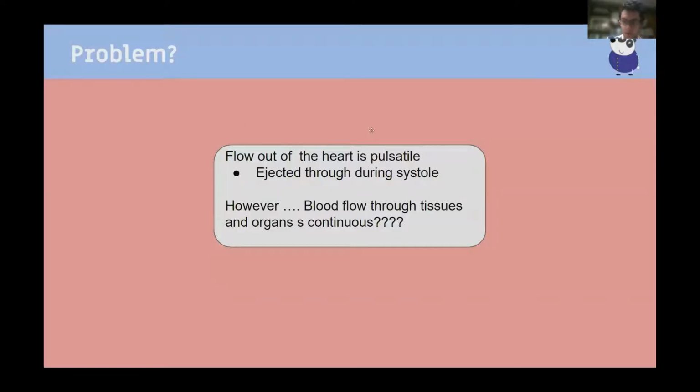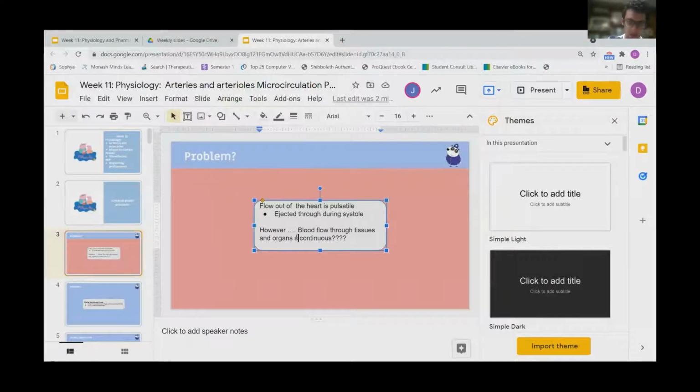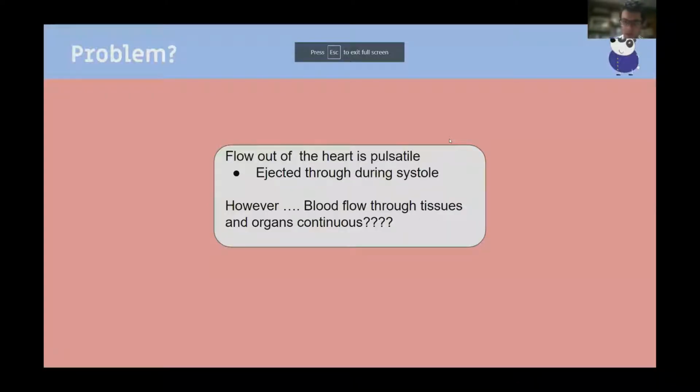So there's a problem when we think about what we learned last week, which is that blood is ejected into the aorta during systole. And the problem with that is that the flow of the heart is pulsatile, but it'll be very unstable for the tissues and organs of the heart if their supply is only pulsatile or fluctuates. So there has to be some sort of mechanism that ensures blood flows through the tissue and organs continuously. So any ideas of what that could be? So it's maybe not something you've thought about before.